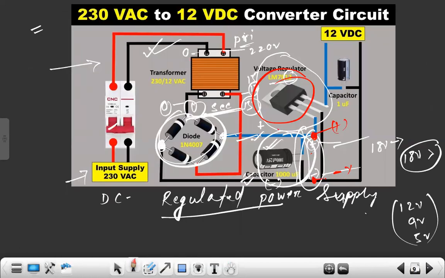And in our upcoming videos, we'll do all such things in a practical manner, not too theoretical. And apart from this, there are other different types of voltage regulators we will discuss in our next videos.